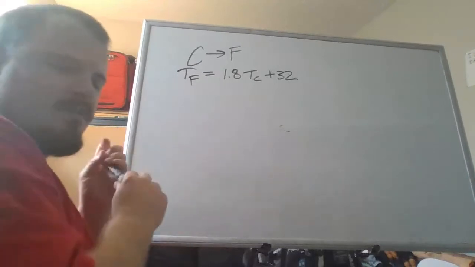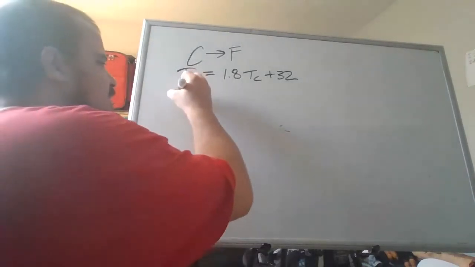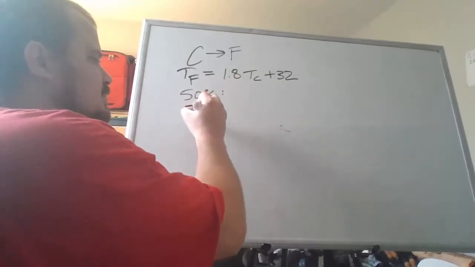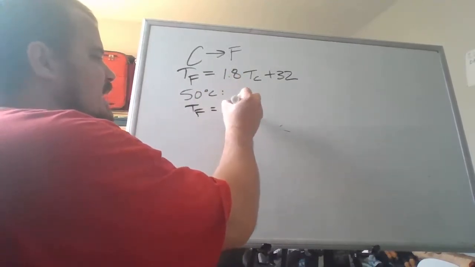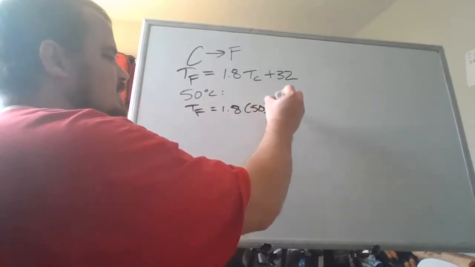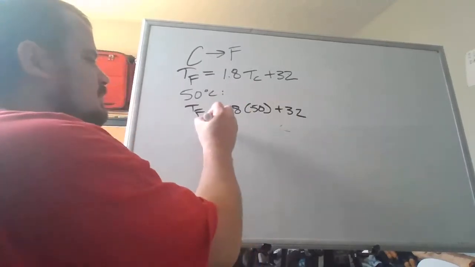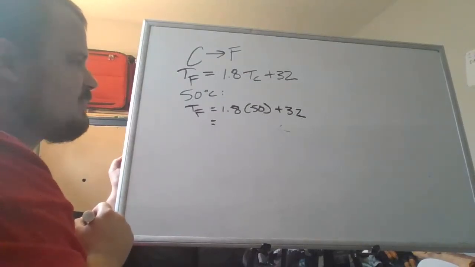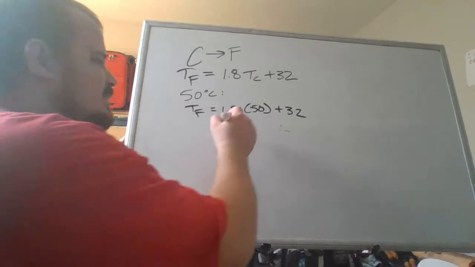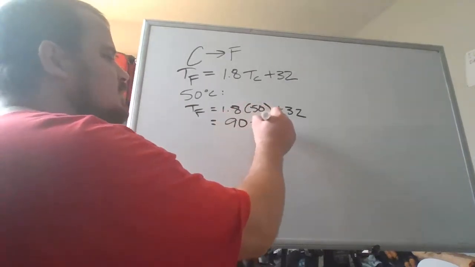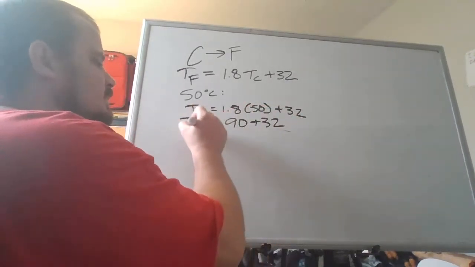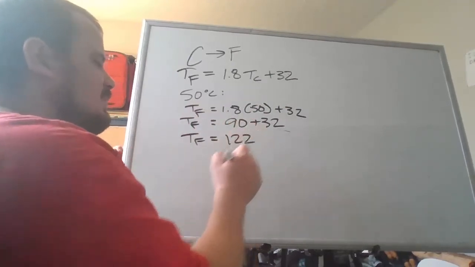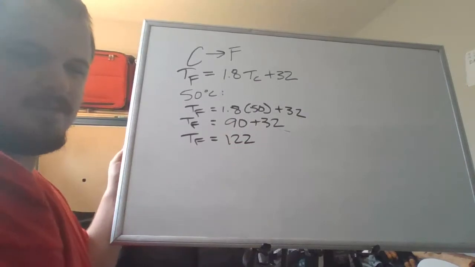Okay, so first off, we have number 5, which starts off with 50 degrees Celsius. So the way we'll do that, we'll do temperature in Fahrenheit equals 1.8 times 50 plus 32. So for this one, when we do 1.8 times 50, that's going to give us 90 plus 32. And so 90 plus 32 gives us 122 for our degrees in Fahrenheit. So that's number 5.